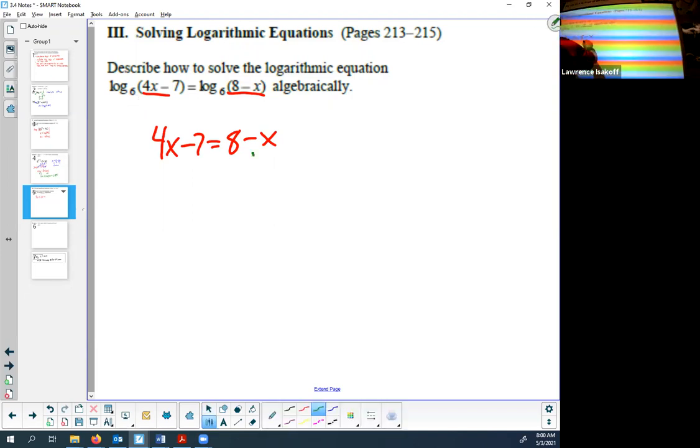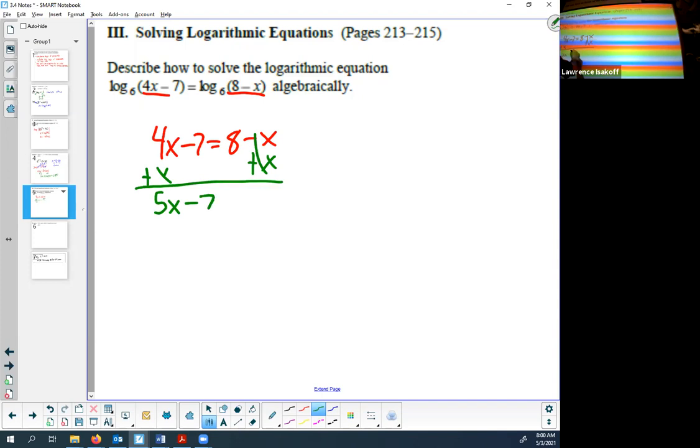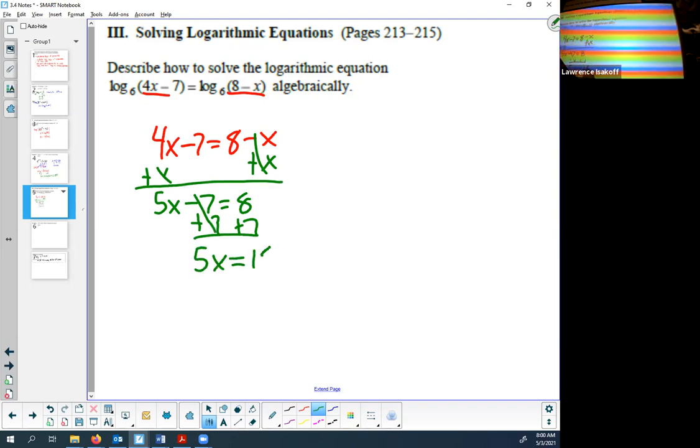This one should give us hopefully nice numbers. Add x to both sides. 5x minus 7 equals 8. Add 7 to both sides. Yep, this is working out real nice. 5x equals 15. Divide both sides by 5, and x is 3.